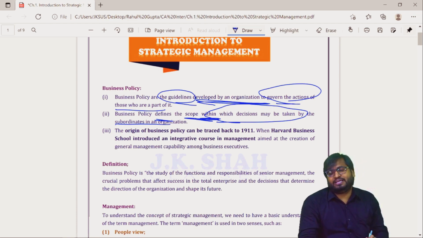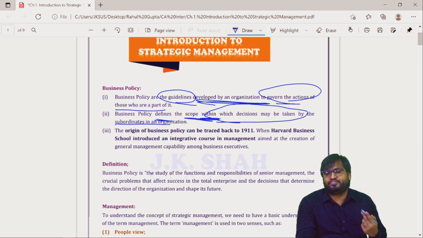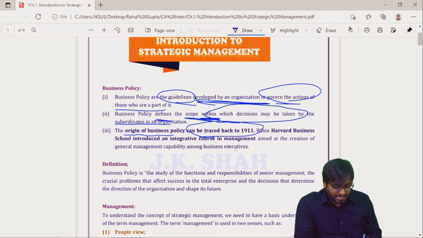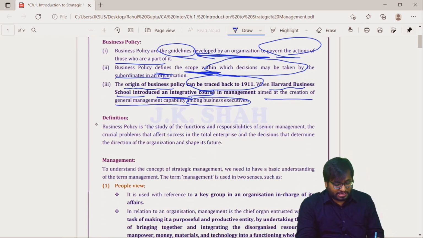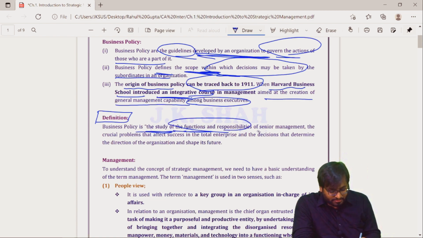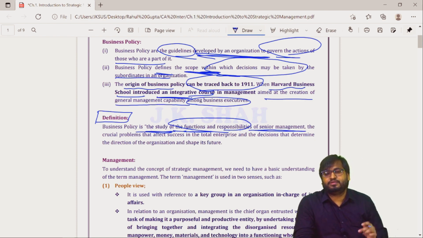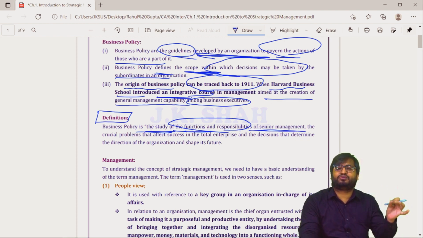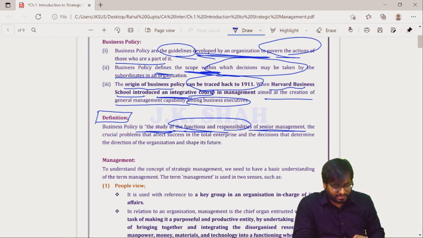It started in the year 1911, when Harvard Business School introduced for the very first time a subject called business policy. So the origin of business policy can be traced back to 1911, when Harvard Business School introduced an integrative course aimed at creation of general management capability among business executives. So what is the definition of business policy? Business policy is the study of the functions and responsibility of the senior management. Study of means analysis of the functions and responsibility of the senior management. The crucial problems that affect the success of the enterprise.